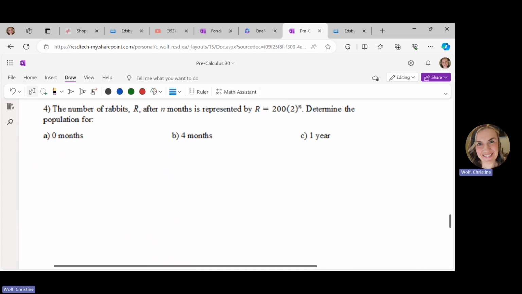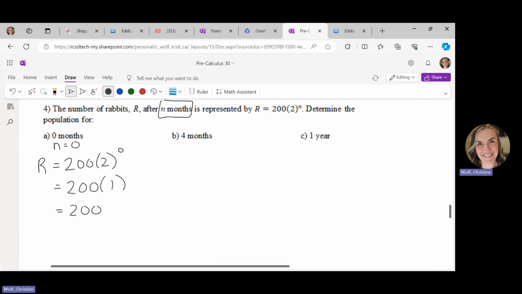It's going to show us how much growth happens from 0 months to 4 months to 1 year. So at 0 months, that means my n equals 0. Okay? Because it tells me n is months. So n is 0. So my number of rabbits is 200 times 2 to the power of 0. I'm plugging in n with 0. So that's 200. Anything to the power of 0 is 1. So after 0 months, essentially when we're just starting to count at month 0, we're starting with 200 rabbits.